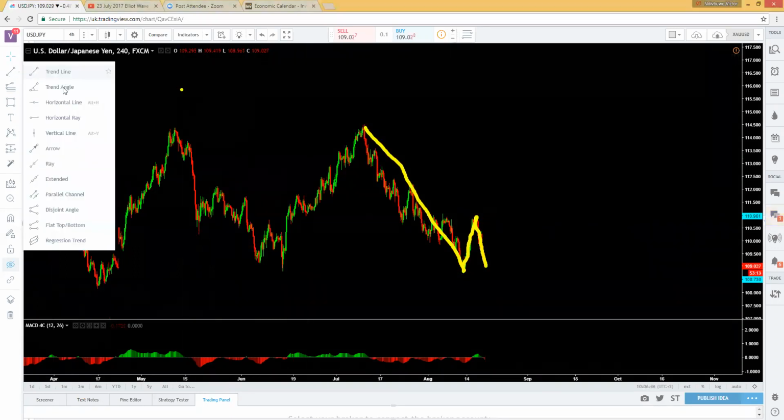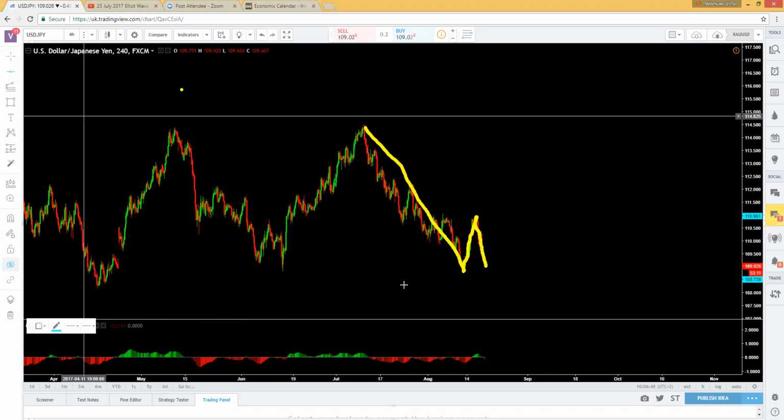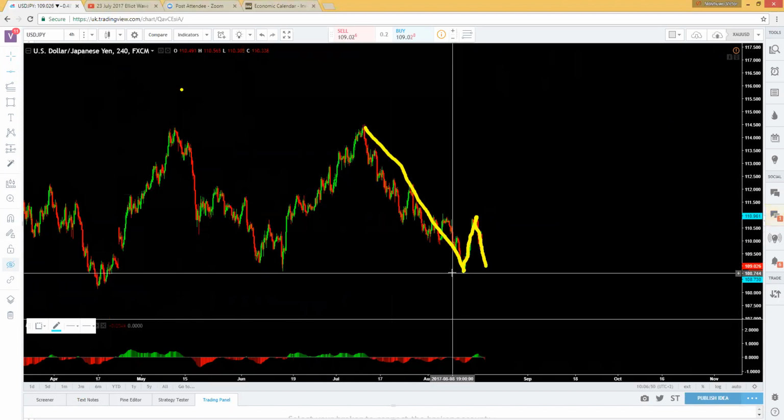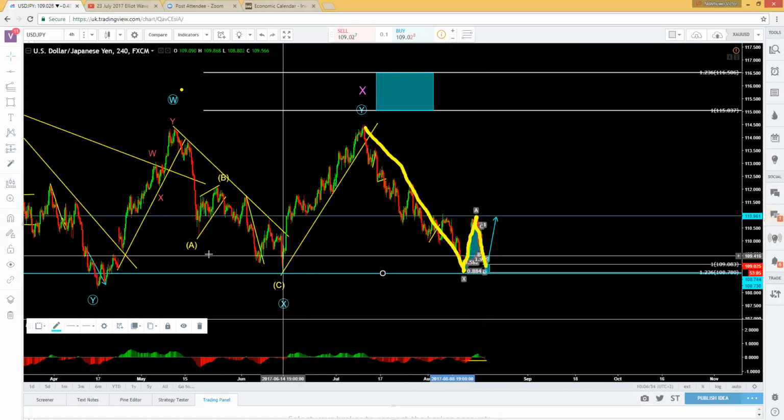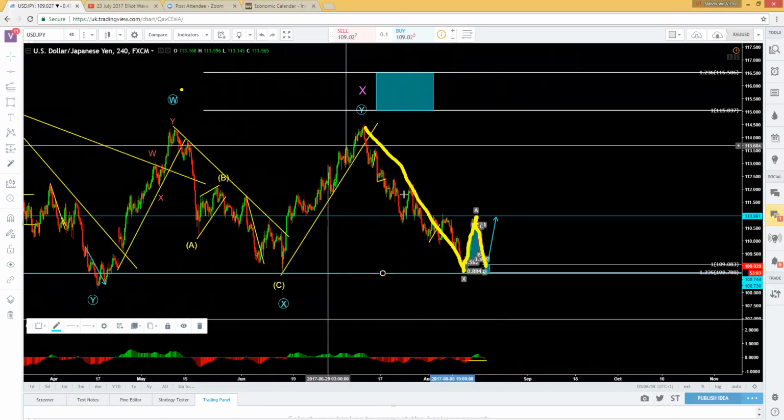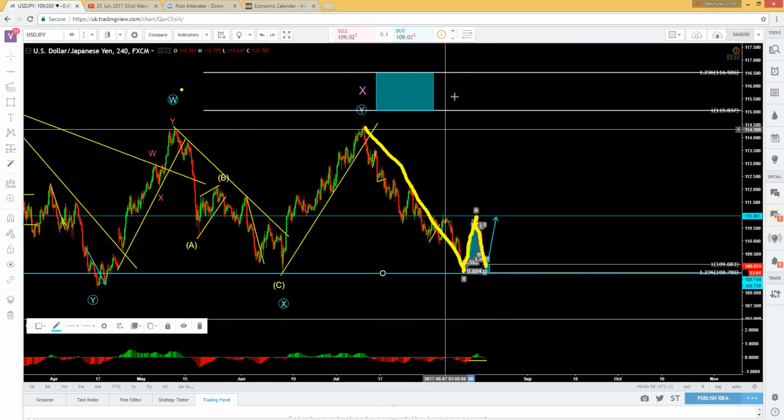Let's get that blue. So I was talking about the magic blue line just now, right? The magic blue line, so this is the extreme of the impulse. This blue line is at the extreme of this impulse.